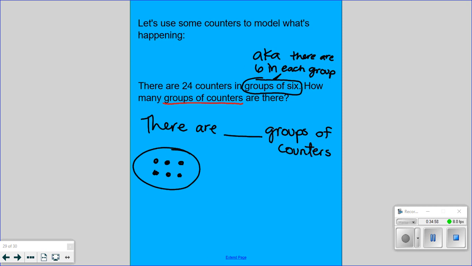So far, so good? Pick up another 6. Put them in another stack or another pile. So far, I have made 2 piles. You have made 2 piles. Do you have more counters? Can you make more piles? Make more. Make sure there's 6 in each one and keep going until you run out.